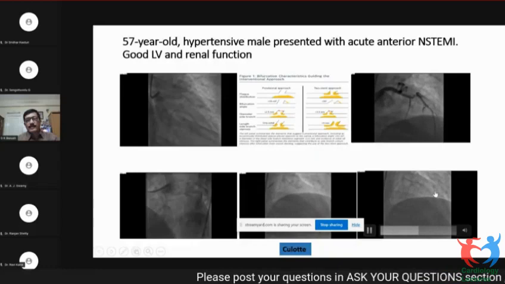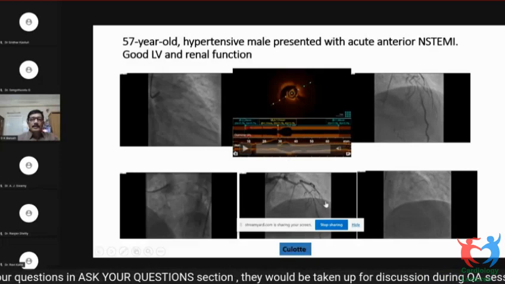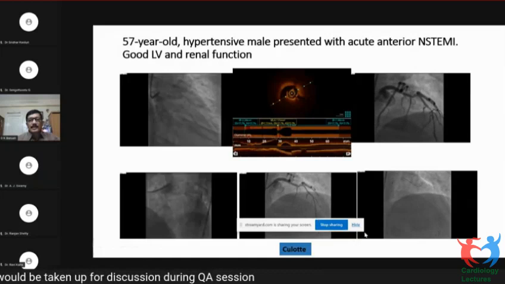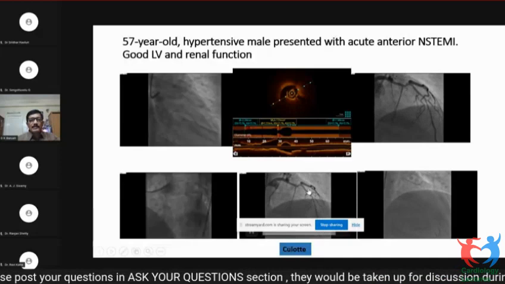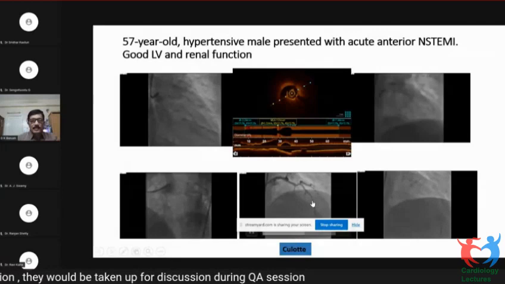Subsequently, we put a wire in the LAD also and did an OCT study. OCT in this kind of situation is important to see the distal vessel disease, the landing zone, as well as the diameter of the distal vessel, the branch vessel and the main vessel. This helps us to select the proper stent, the size and length of the stent, and we can choose the procedure.